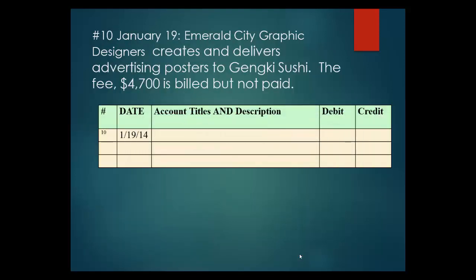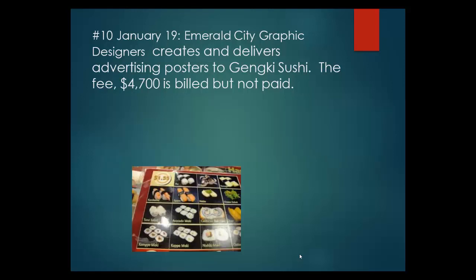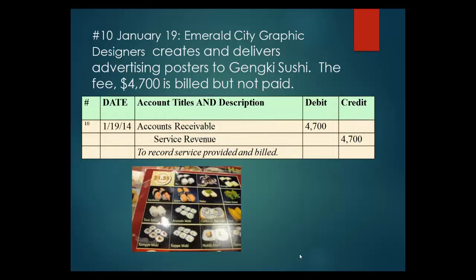Transaction 10. Emerald City Graphic Designers creates and delivers advertising posters to Genki Sushi. The fee, $4,700, is billed but not paid. So normally if we booked a sale, we'd increase cash, but when we bill a customer, we increase accounts receivable. Increase accounts receivable, it's an asset with a debit. We increase service revenue, we get credit for the service revenue, we get credit for the sale, even though we haven't been paid. That's how we do it in accounting.